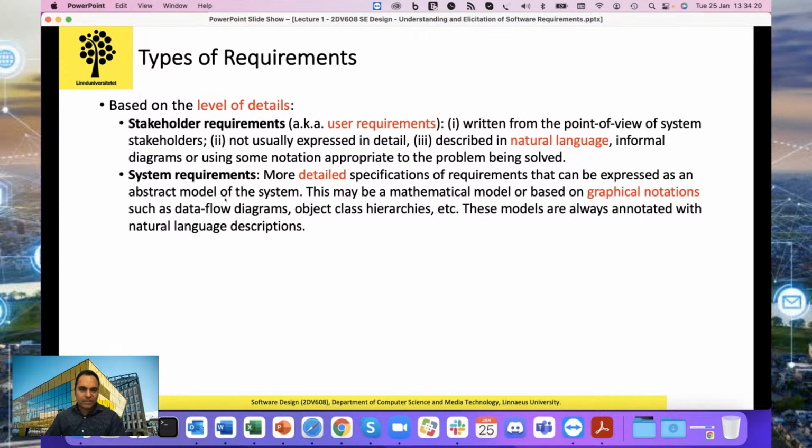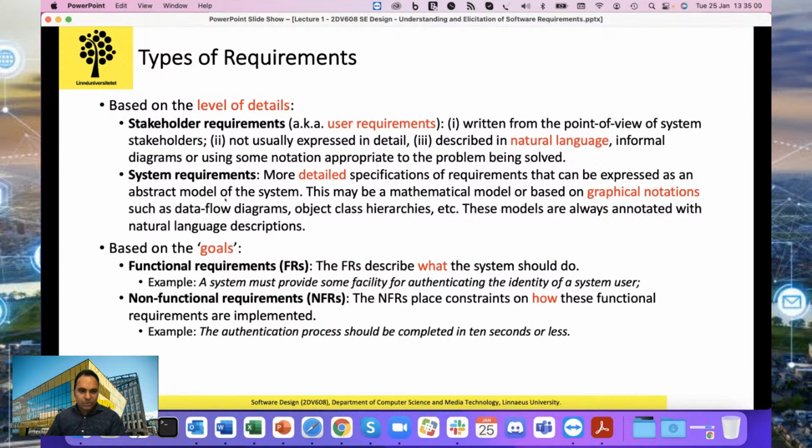And then there are also system requirements, and they usually come from the developers or testers or those who will maintain the system. They are usually more detailed and have more technical information within the requirements. And these system requirements can also be modeled or represented using different notations like data flow diagram, class diagram, object diagram, and so on. So this is basically based on how detailed we are expressing our requirements.